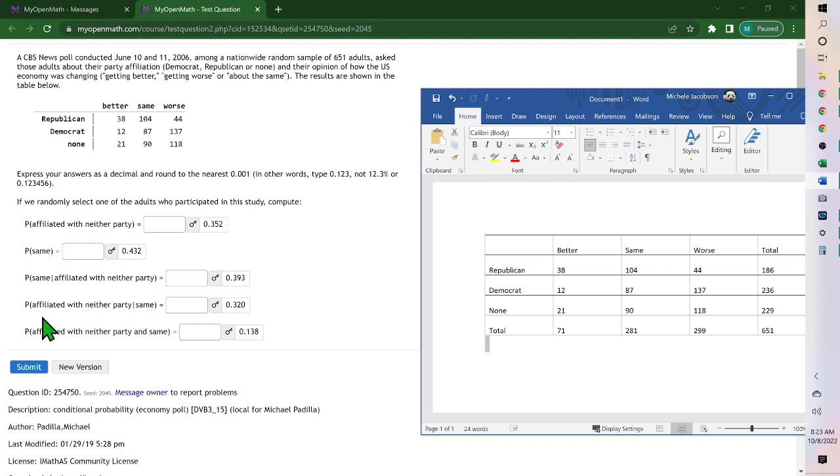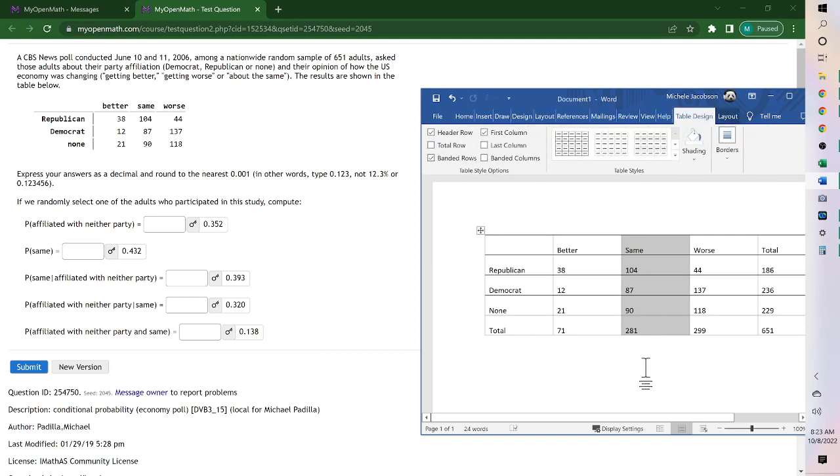The next one is the opposite, affiliated with the party, given it's the same. So the given part is same, so we're only using this row because that's the part that was given. And we want to find the probability they're affiliated with neither party. Neither would be the 90 out of 281.